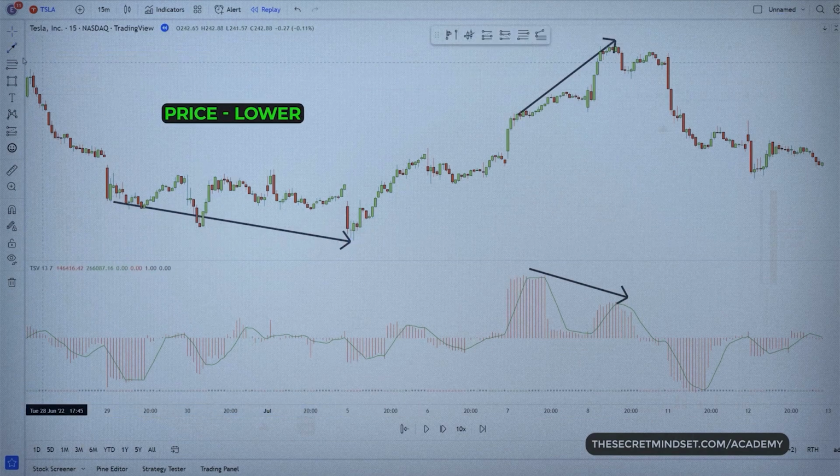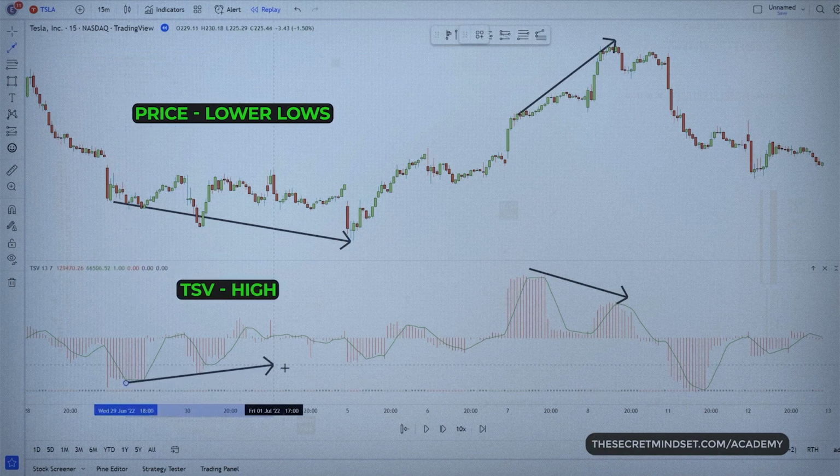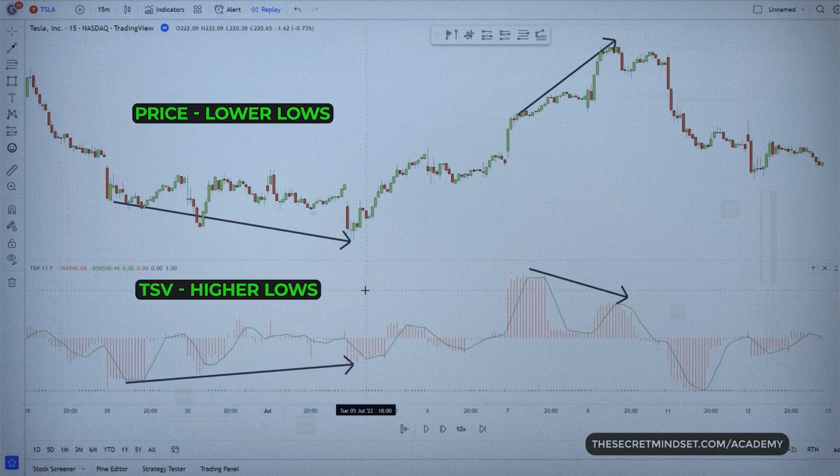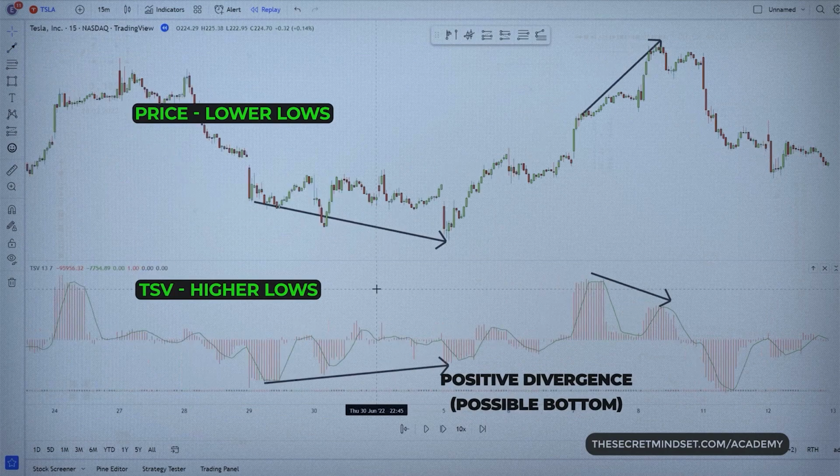And here, price is making lower lows, while TSV is making higher lows. This is a positive divergence. This would be a leading indication of a possible bottom.